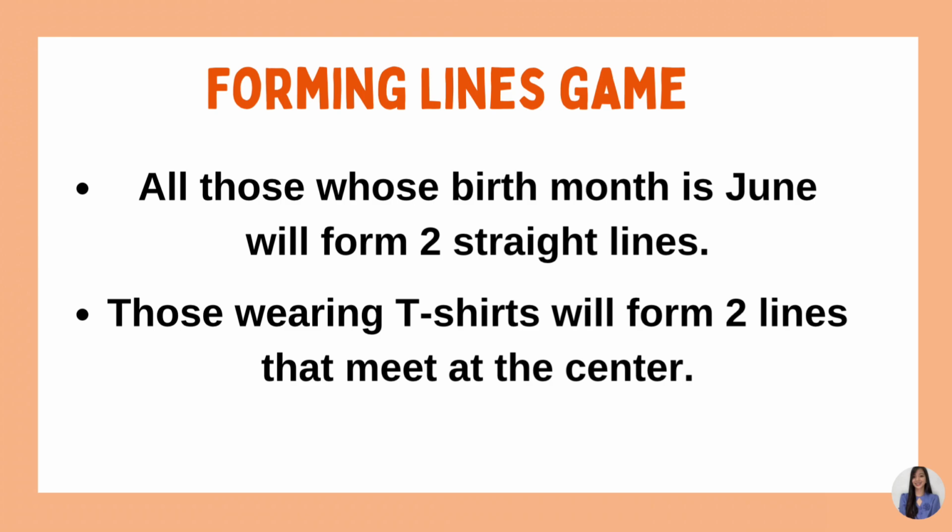For example, all those whose birth month is June will form two straight lines. And then those wearing t-shirts will form two lines that meet at the center. To the students forming the parallel lines, you can ask, what do you notice about the distance between the two lines? Do they ever meet? What kind of lines did you form? To the students forming the perpendicular lines, you can ask, what happens when the two lines meet? What kind of angle is created? How would you describe these lines?